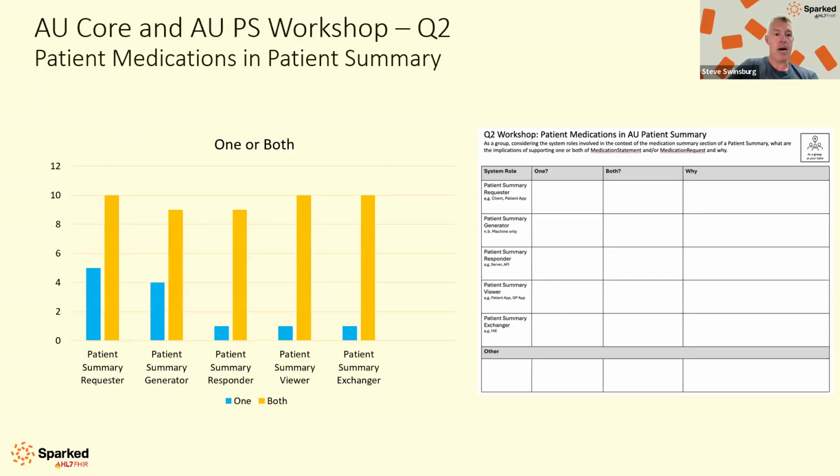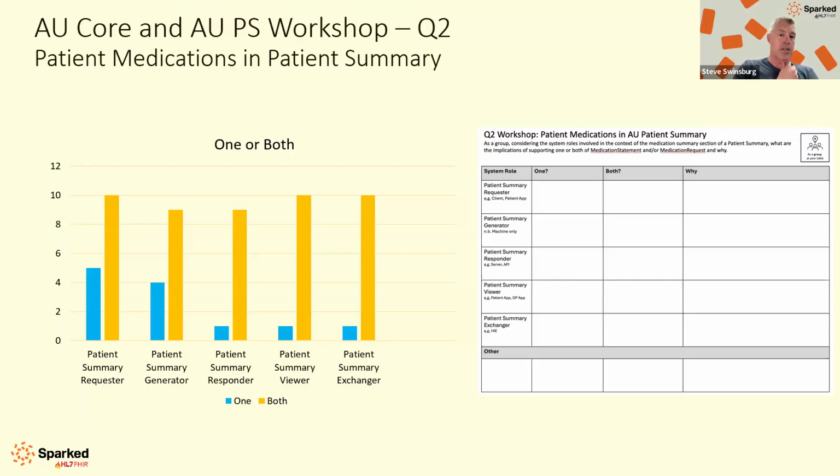Yep. So here's our results. Not every table filled in every role, which is why we have some different totals there. We had 15 or so tables, but overall, the majority agreed that we needed to support both. The requester and generator results there are interesting. In the comments that we're about to get into, the actual written comments, there were some different use cases indicated.